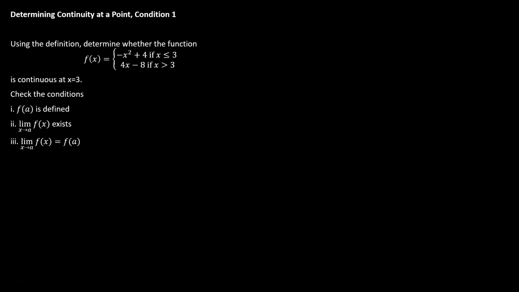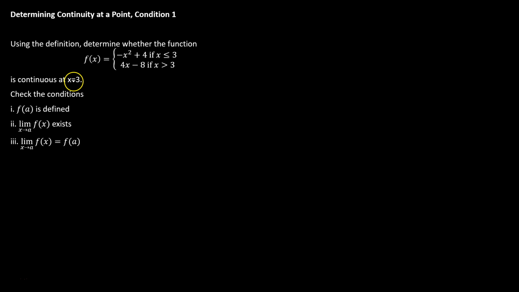Let's take a look at another function here. This time we're looking at a piecewise function that's split at the x value 3. If x is smaller than or equal to 3, then we'll use this parabola for the definition. However, if x is larger than or equal to 3, we'll use this line equation for the function. We want to know, is this function continuous at x equals 3?